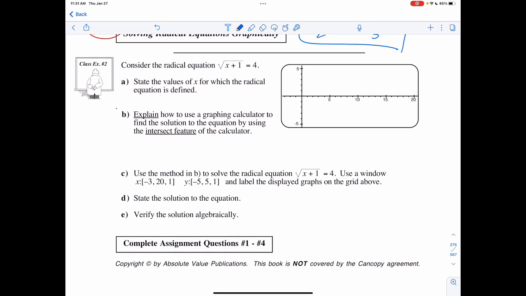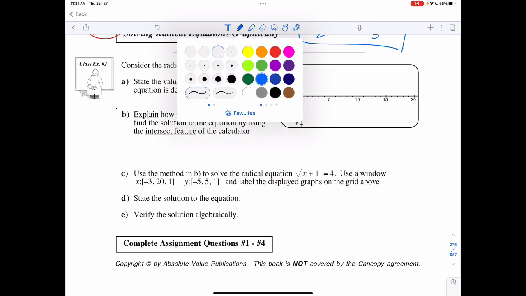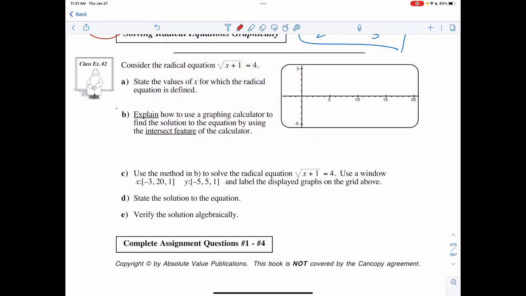All right, now we're going to take a look at solving the equation graphically. So anytime that I am doing this, the first thing I should do is state the values where x is defined. And in this case, based on here, it's going to be x has to be greater than or equal to -1. Makes sense?